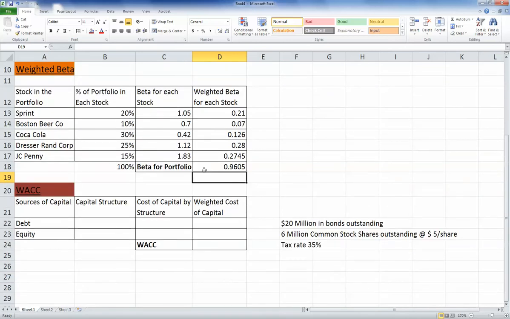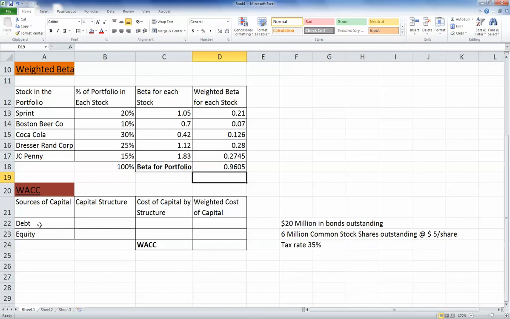Okay, so that's the weighted beta. And the final calculation we're going to have to do is weighted average cost of capital. Now, for weighted average cost of capital, there's two sources of capital. We have debt, so that's something like your bonds, forms of long-term debt, and equity, so stock, so common stock, preferred stock.